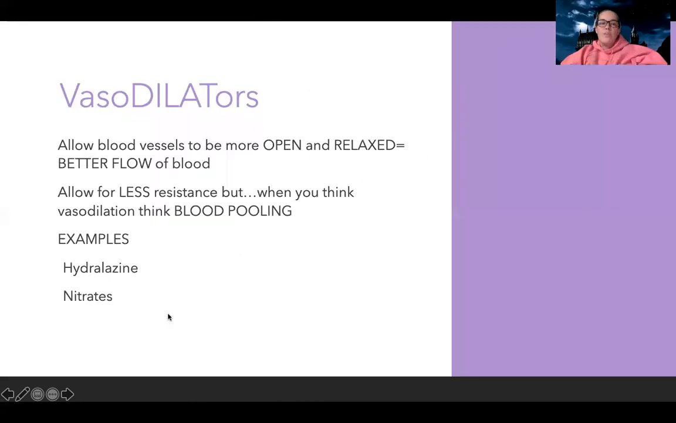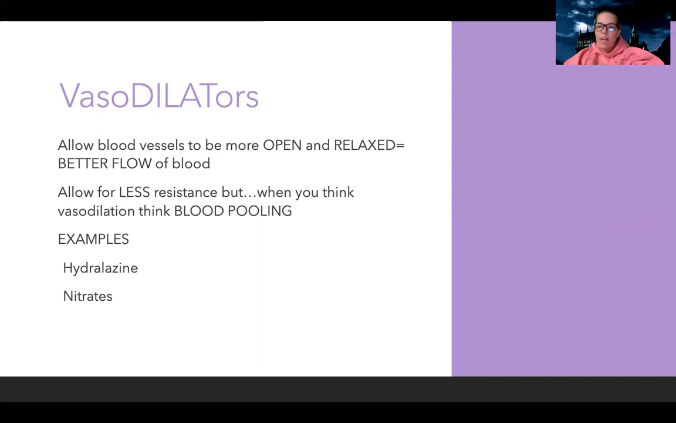So there's also vasodilators. What vasodilators do is they allow blood vessels to be generally more open and relaxed. We've been talking about vasoconstriction all this time, so vasodilation is the opposite of constriction. It works on the muscles outside. And yes, your blood vessels have muscles because they're awesome. It forces the muscles around the vessels to relax, so everything opens up. This allows for better blood flow and less resistance, and everything's nice and open.